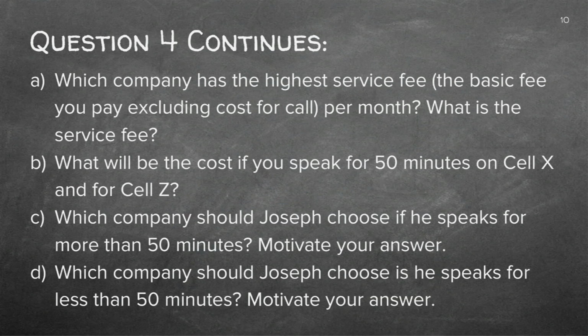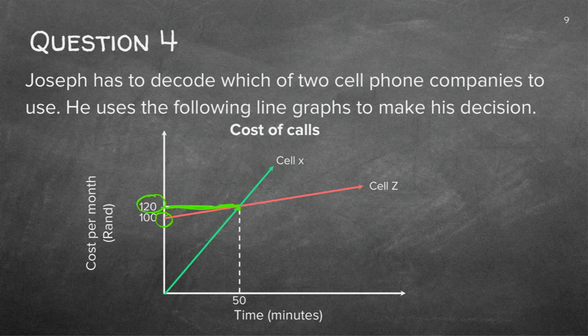Right. Which company should Joseph choose if he speaks for more than 50 minutes? Motivate your answer. So now if he speaks for, this is 50 minutes, which company do you think he should use if he speaks for more than 50 minutes? Let's look at the graphs carefully. Yes, he should use Cell Z, right? Why? Because it doesn't increase so sharply. It doesn't increase so fast.